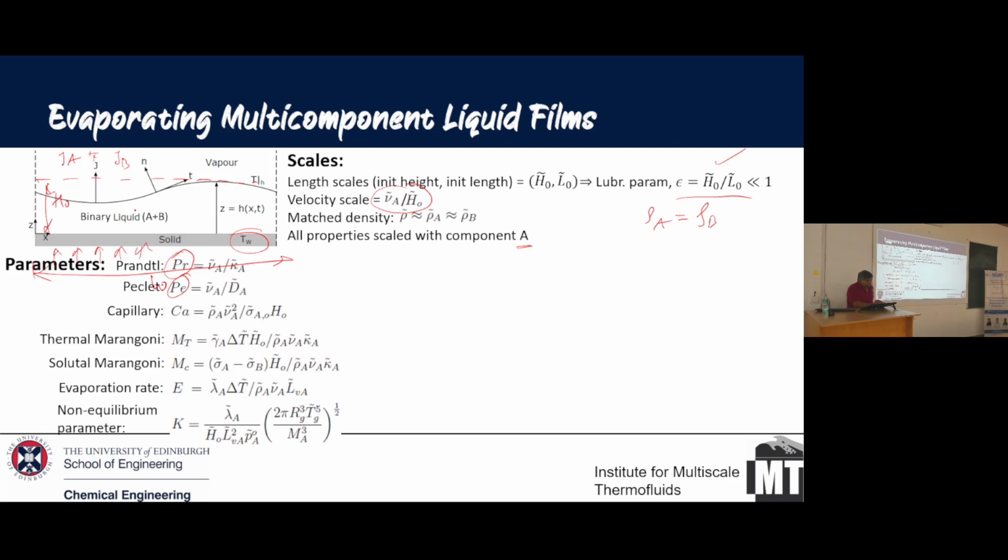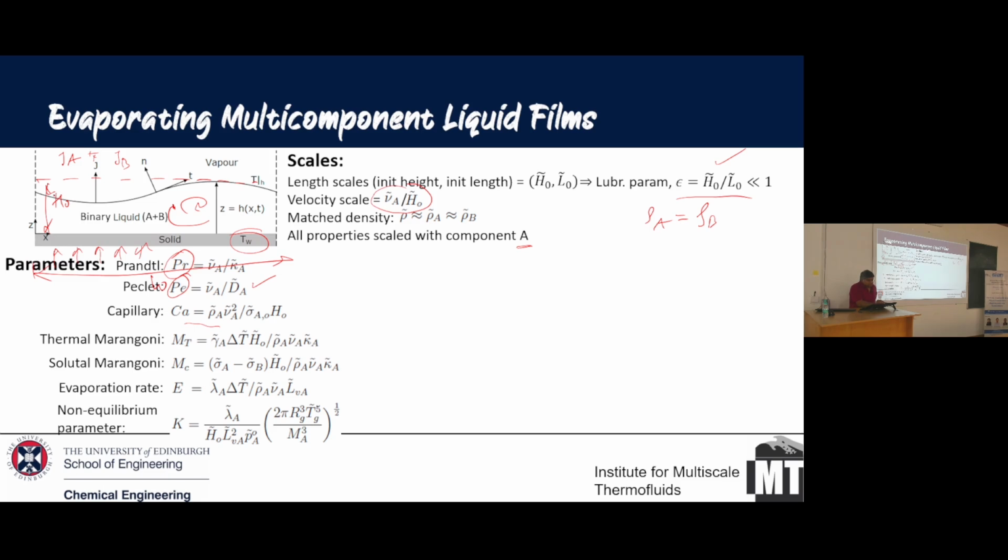You will also have thermal diffusivity playing a role because it's an evaporation problem. Plus, because it's a binary liquid, there is mixing of components happening within this. So therefore, that has to be accounted for. So you've got the diffusivity. You obviously have a capillary number because there's surface tension on the interface.